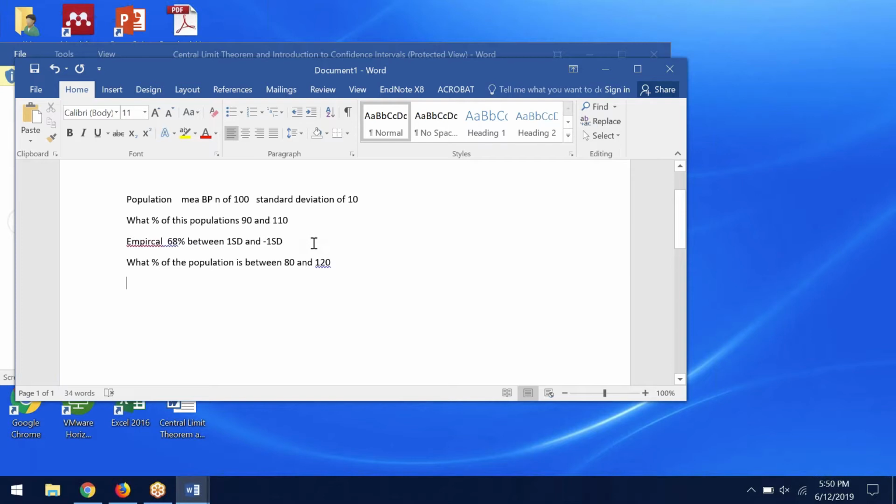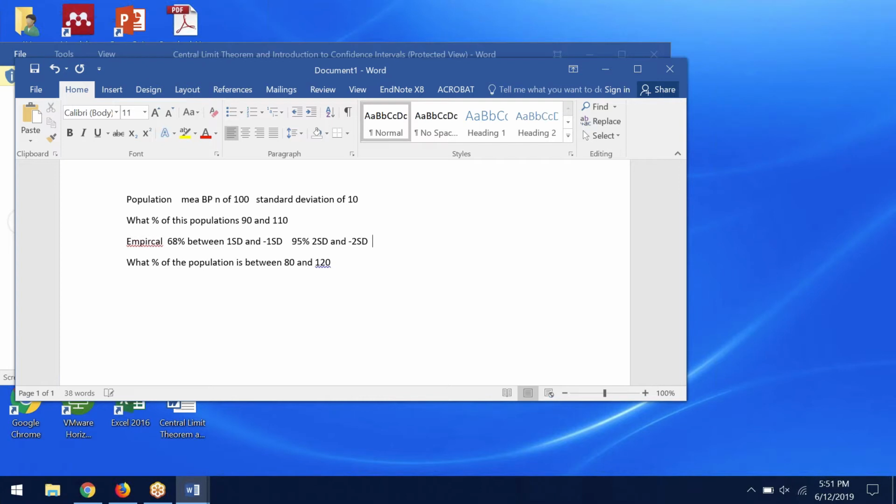Well, remember the empirical formula? 68% of the population is between one standard deviation above and below, and approximately 95% of the population is between two standard deviations above and two standard deviations below, right? Or 80 and 120 in this case.